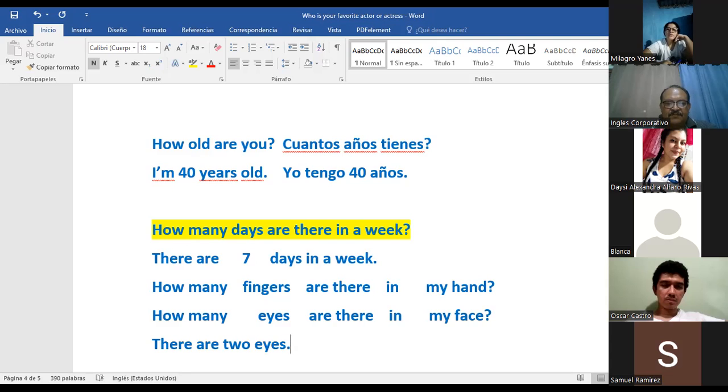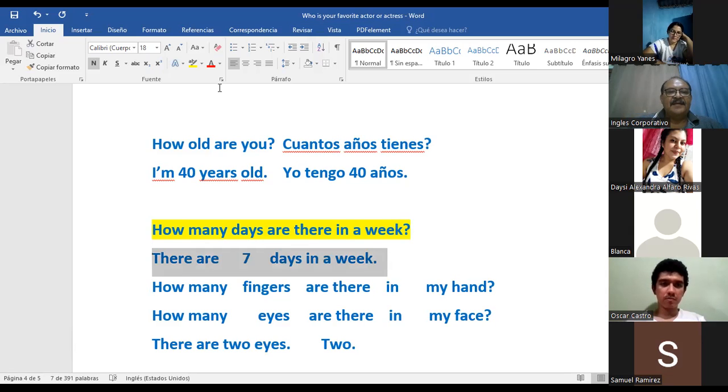There are two eyes. Ahora, si ustedes me responden o responden tú, está perfecto, no hay ningún problema, ¿ok? Se dice, hey, how many eyes are there in my face? Two, dos, ¿ok? No problem. Ahorita por la práctica les estoy poniendo esta respuesta más larga, para que vean la estructura. Si ven, por ejemplo, there are, para la pregunta solo se invierte el are y se dice are there.